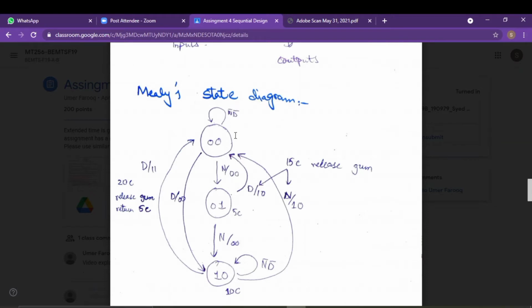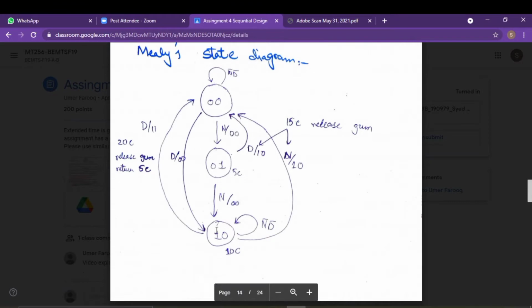N dash d dash means no nickel and no dime. After inserting the nickel, it will go towards the first state, in which 5 cents are inserted. After again inserting the nickel, you can see that it is not giving any type of output, but it has gone to the third state, that is 1, 0.